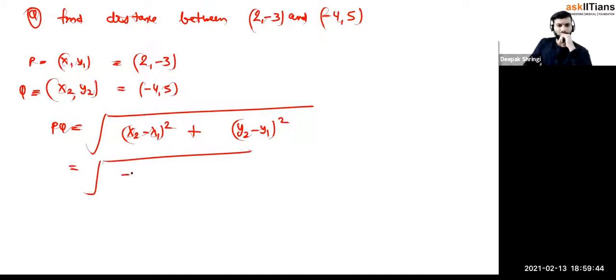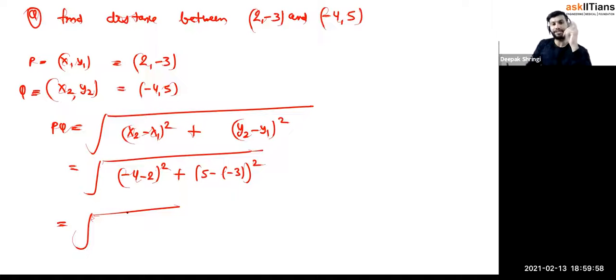What is x2? x2 is minus 4, so minus 4. What is x1? 2. So minus 4 minus 2 whole square plus what is y2? It is 5. Minus of y1 is minus 3, so minus of minus 3, okay? Whole square. Now look at this. Minus 4 minus 2 is what? Minus 6. Minus 6 square is what?